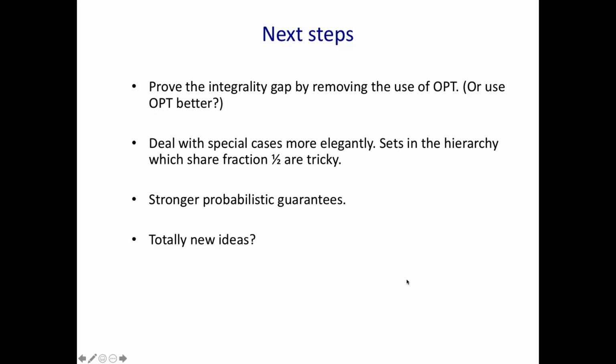But maybe most importantly, are there totally new ideas for analyzing this algorithm? We know no instance where it does worse than 4/3. So either there's a bad instance lurking out there, or we need a very different approach to the analysis.